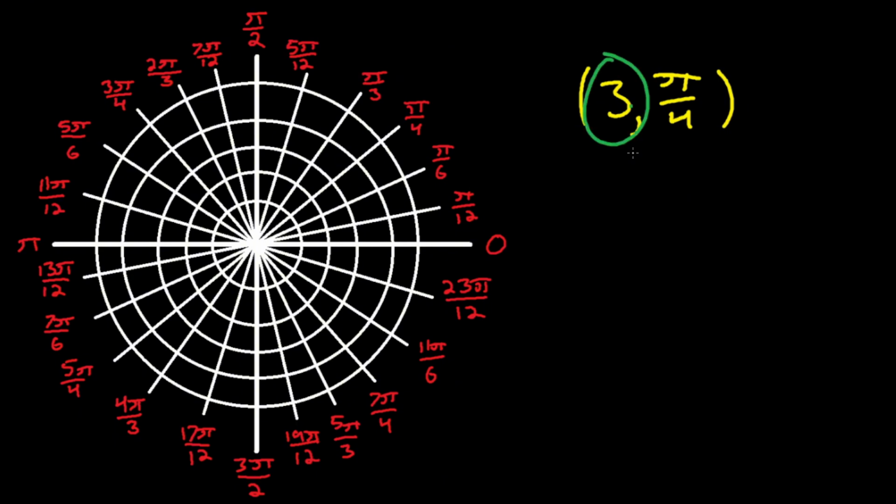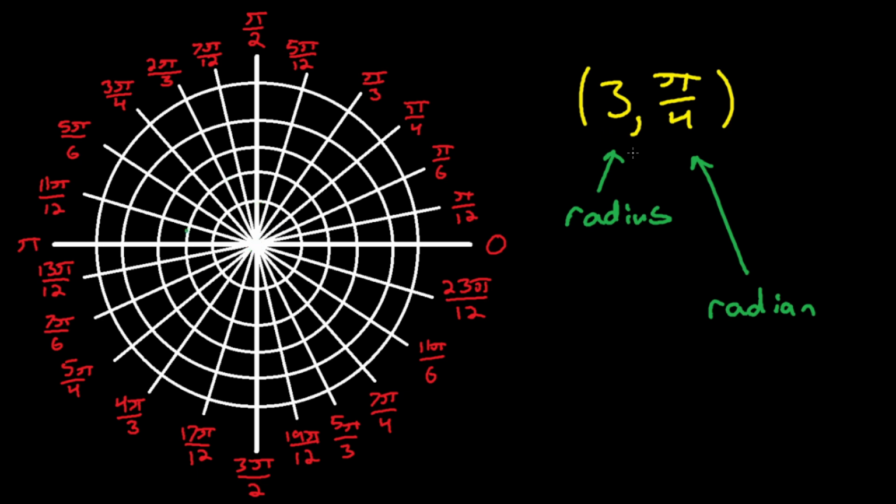But let's say the radius of our polar coordinate is 3, and our angle is pi over 4. This is the order in which it's written for polar coordinates. The first value is the radius, and the second value is the radians, or the angle. I'll show you what I mean by angle soon. But what does the radius stand for? Well, the radius stands for the distance from the origin. So the origin is the center where this green dot is.